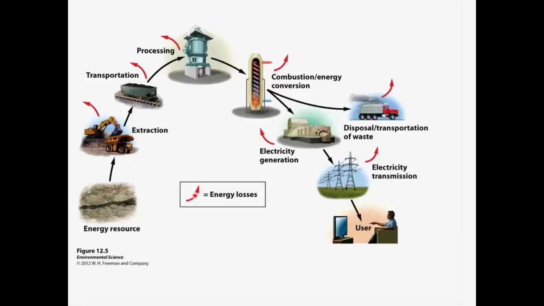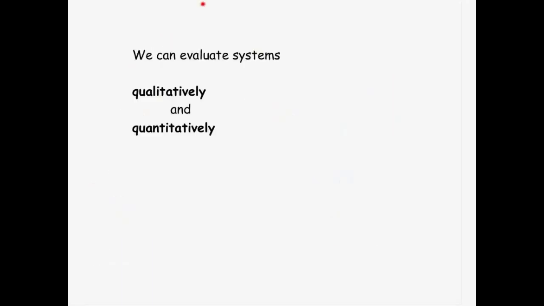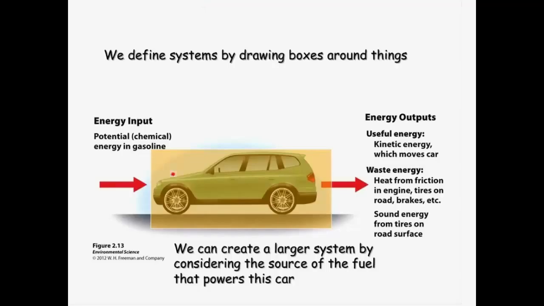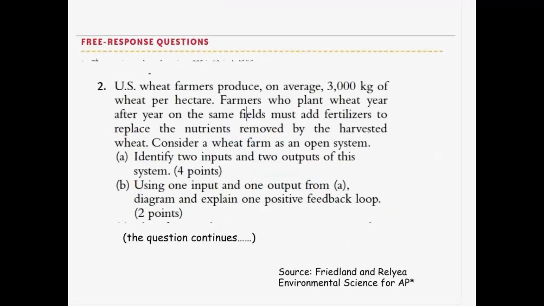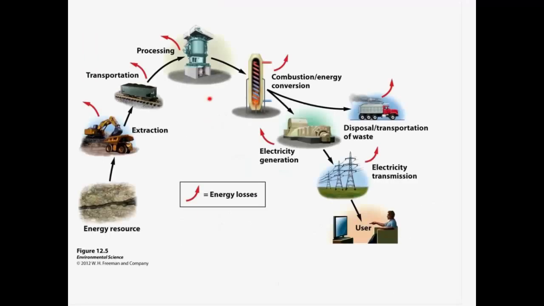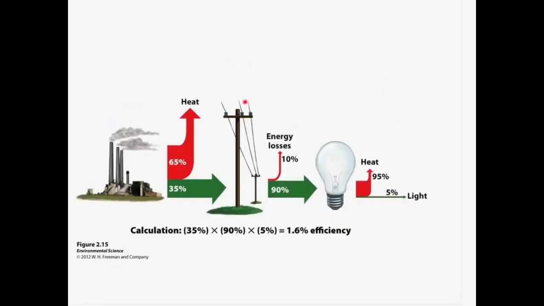And we've tried to indicate energy losses, showing that there's pretty much energy losses everywhere along the way. And so it's really important when you're thinking about this system to talk about what kind of fuel you are using and how it was obtained and what happens to the waste products. So here's a qualitative diagram. And then we also have quantitative diagrams.